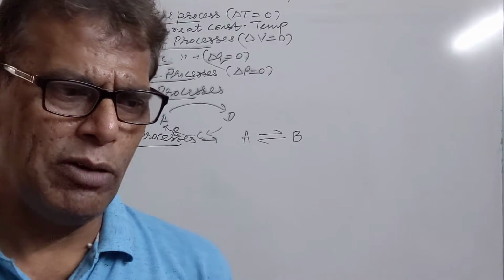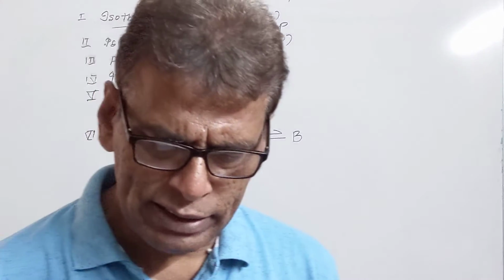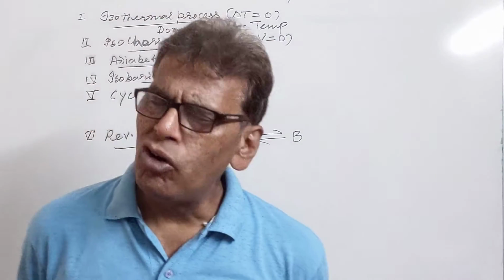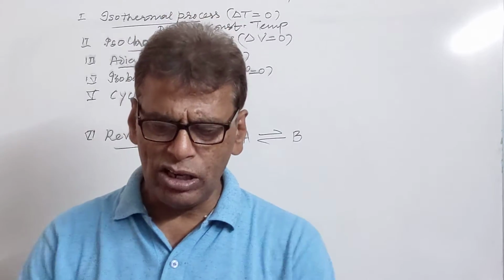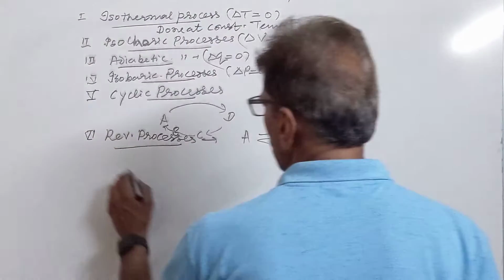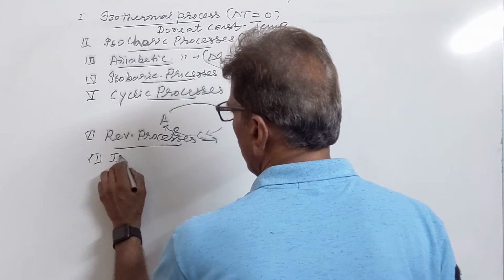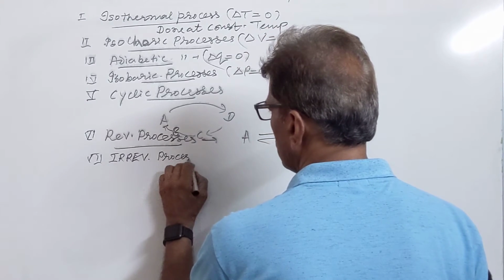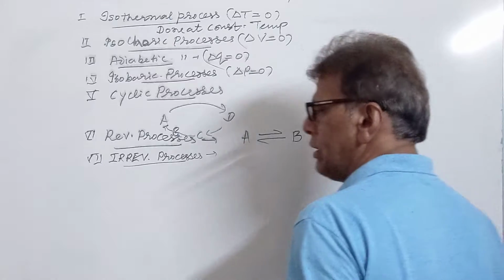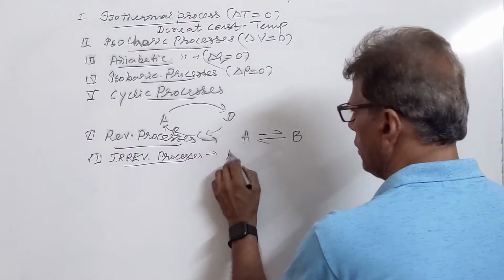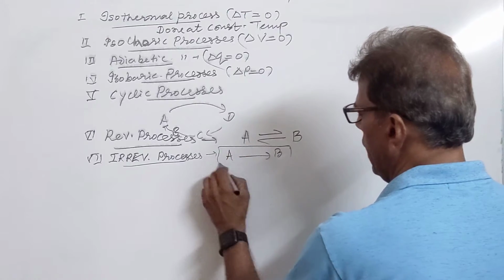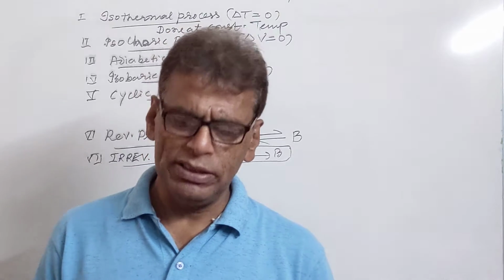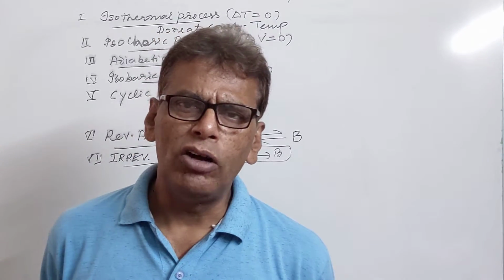Then we have irreversible processes, which proceed only in one direction and cannot be reverted at any state, and there is no equilibrium existing between system and surrounding. They are called irreversible processes. These are those processes which proceed only in one direction, they cannot be reverted back, and there is no state of equilibrium at any point between system and surrounding. They cannot be reverted by any means.